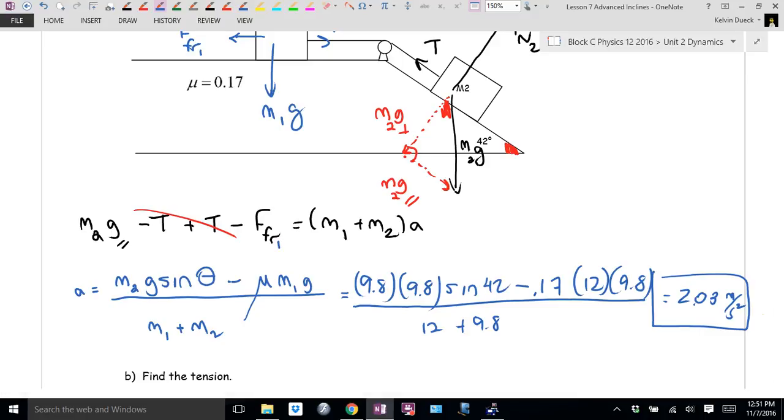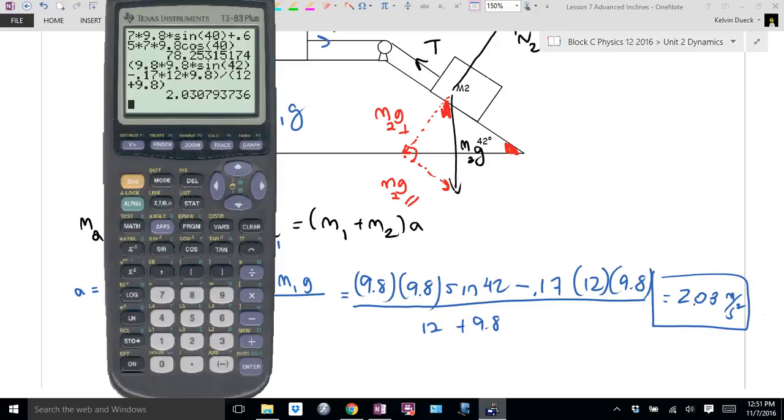What if I got a negative answer here? What that would be telling me is that friction is so big that mass 2 can't pull down the hill. It's at rest. It'd be telling me I picked the wrong winner, to be perfectly honest. Okay.